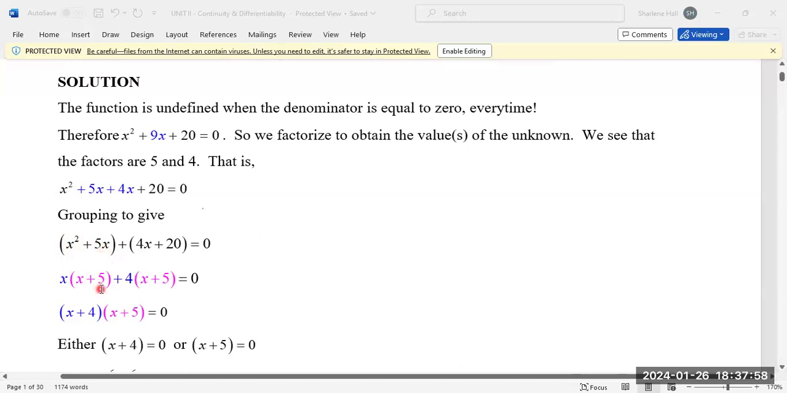And we can double check to see if we're correct now. X multiplied by x gives me x squared, and this x multiplied by 5 will give me 5x. So I know that I've done my factorization here correctly.